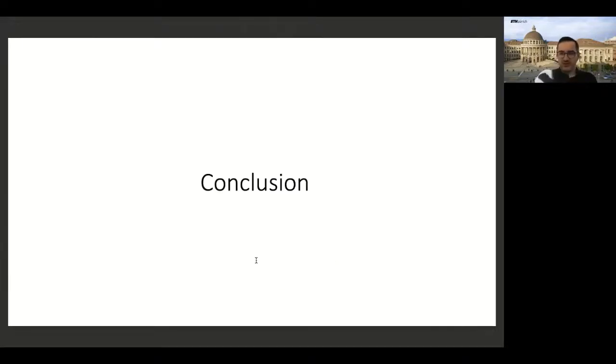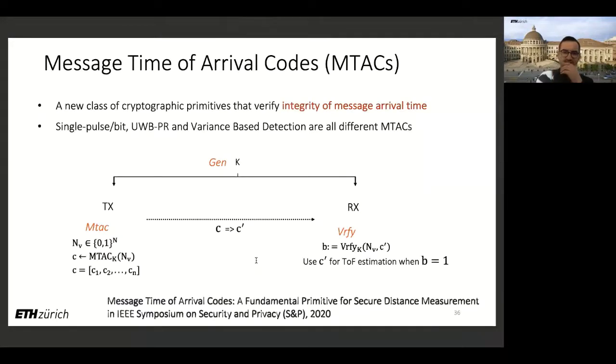So in conclusion, and I think I left 15 minutes for discussion and questions, I want to first step back and make a general remark about this area, and in general about secure ranging. Conceptually, what are we doing here, right? We are essentially trying to solve a problem, which is the problem of the integrity of a message arrival time, right?